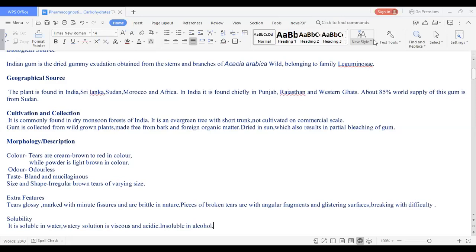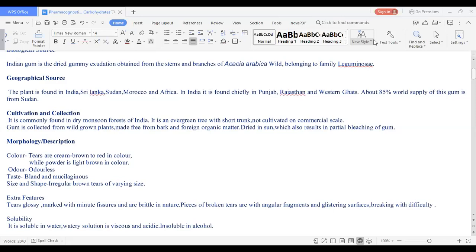Coming to its extra features, the tears are glossy, nothing but shining, marked with minute fissures. Fissures are nothing but splittings, and the tears are brittle in nature. Pieces of broken tears are with angular fragments and glistening surfaces, breaking with difficulty.